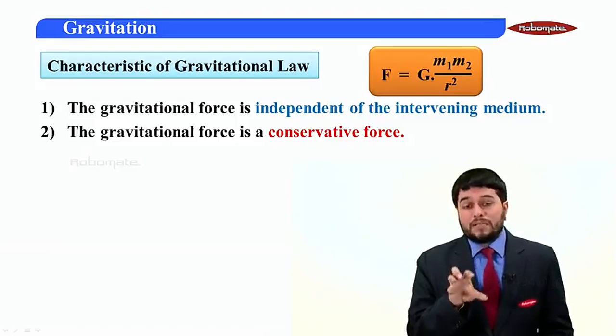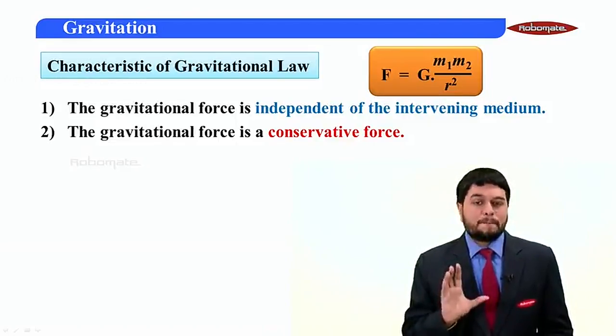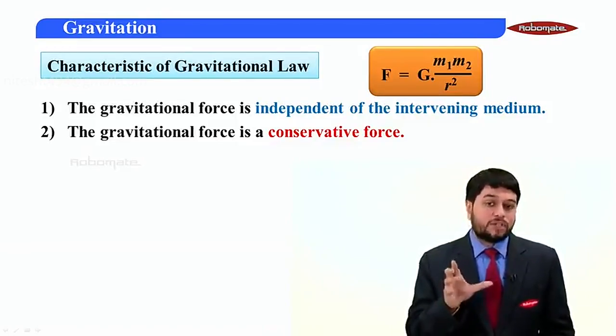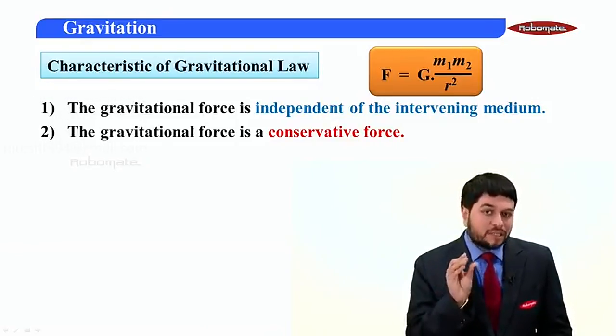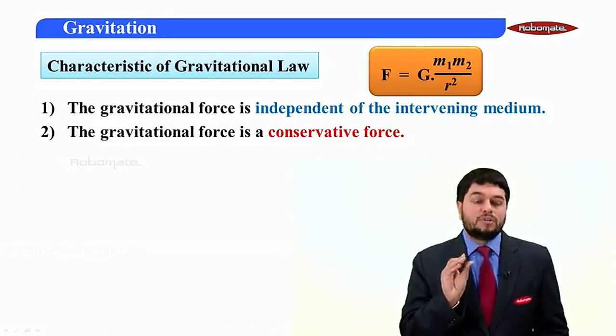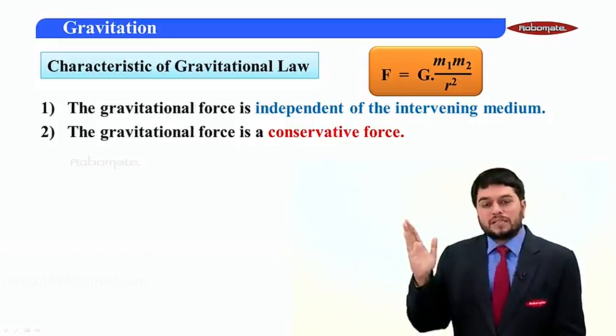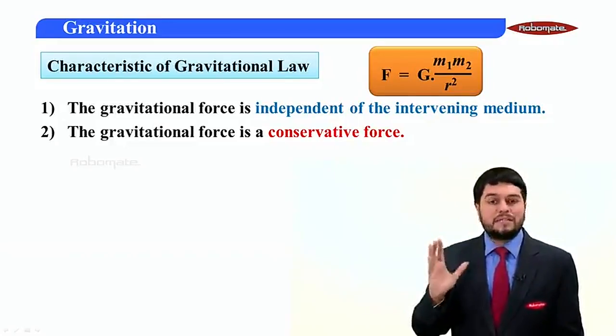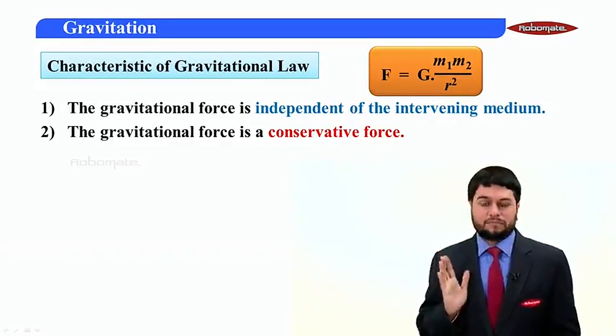It could be energy stored in the form of potential energy, or it could be kinetic energy with which the two masses start moving towards each other because of the attractional force. So hence it's called a conservative force because energy is conserved in the system.